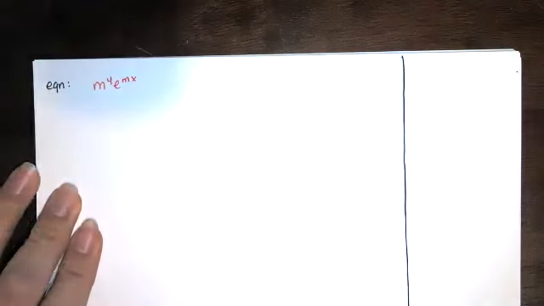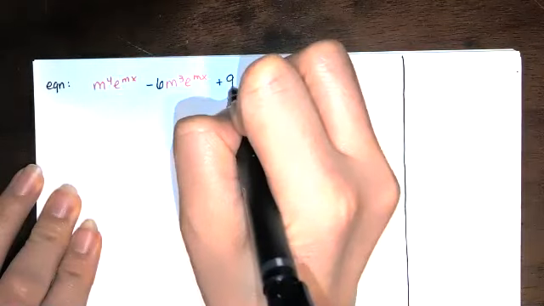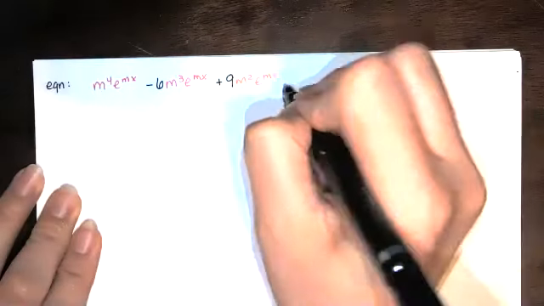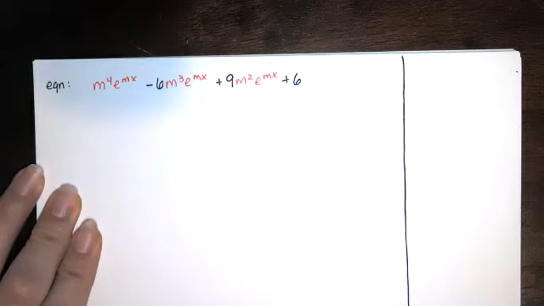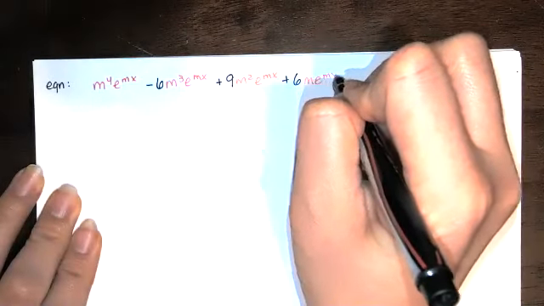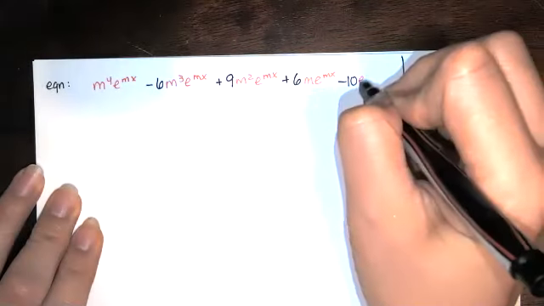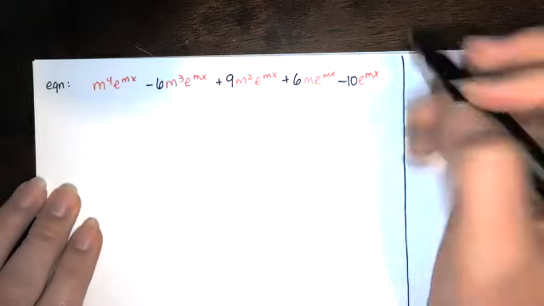We have the fourth derivative of y minus 6 times the third derivative of y plus 9 times the second derivative of y, which has an m squared in it, plus 6 times the first derivative of y, which has an m in it. And then we have minus 10 times y. We were assuming that y was equal to e to the mx. We set that result equal to 0.